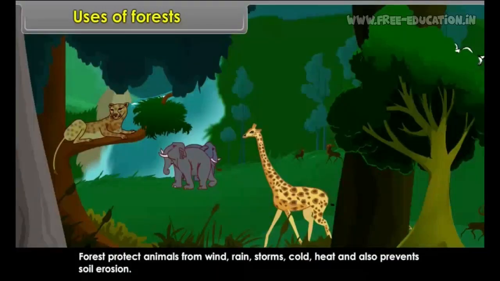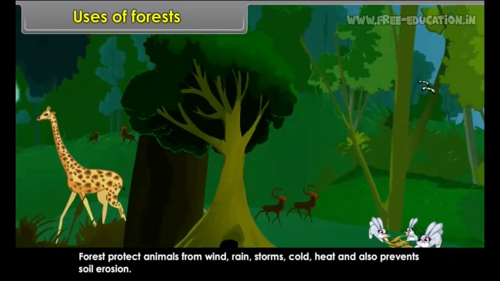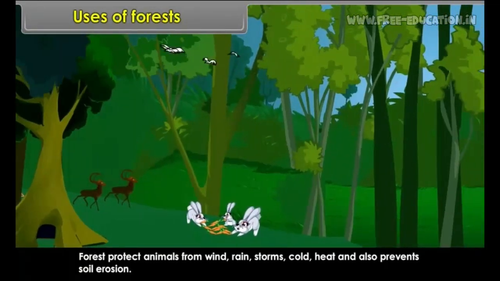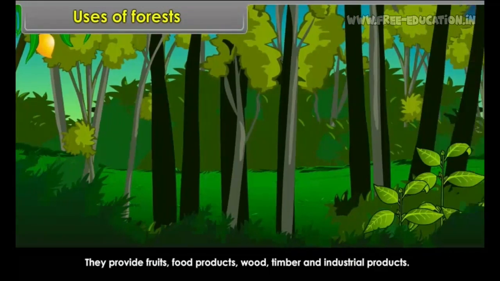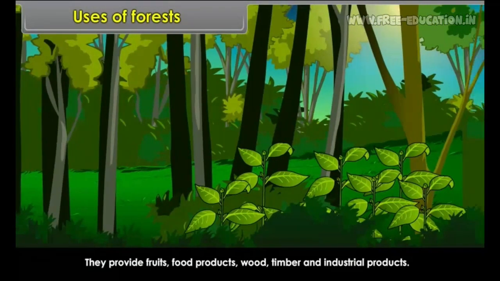Forests protect animals from wind, rain, storms, cold, heat and also prevent soil erosion. They provide fruits, food products, wood, timber and industrial products.